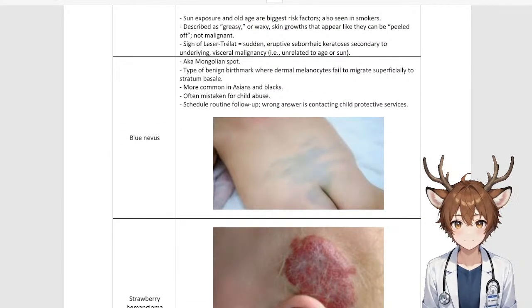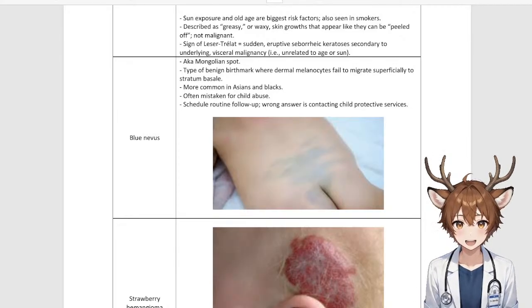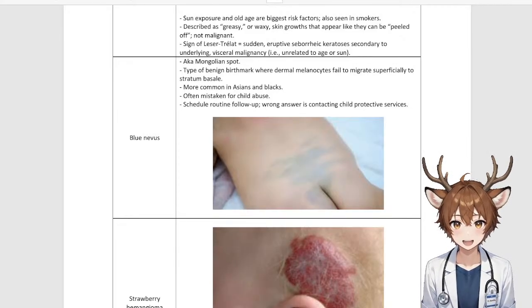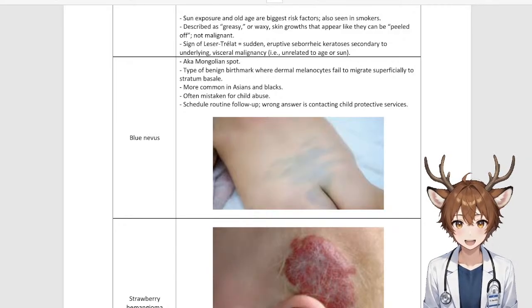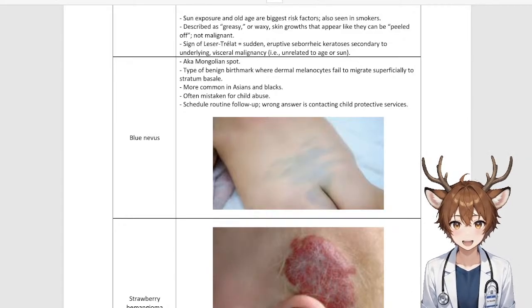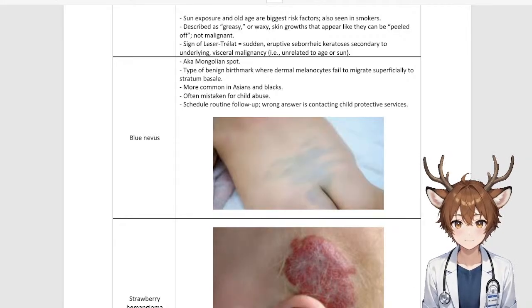Blue nevus, aka Mongolian spot, is a type of benign birthmark where the dermal melanocytes failed to migrate superficially to stratum basale, more common in Asians and blacks. Often mistaken for child abuse. Schedule routine follow-up. The wrong answer is contacting child protective services. Okay.